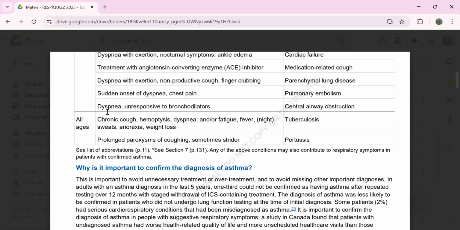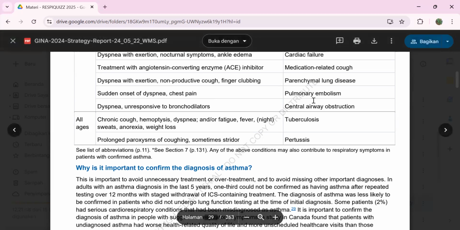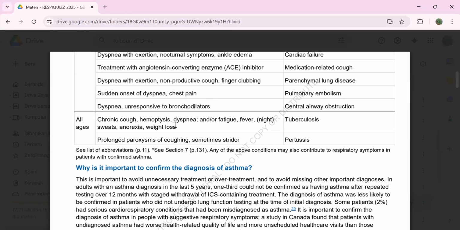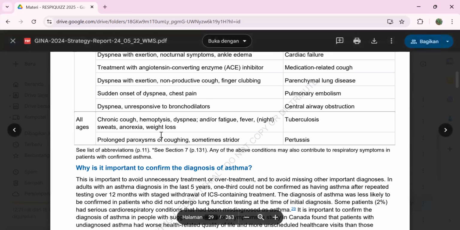If the symptom is dyspnea and unresponsive to bronchodilators, think about central airway obstruction. And if the symptom is chronic cough, hemoptysis, dyspnea, and fever, night sweats, anorexia, weight loss in all ages, think about tuberculosis. And if there is a prolonged paroxysm of coughing and sometimes stridor, think about pertussis.